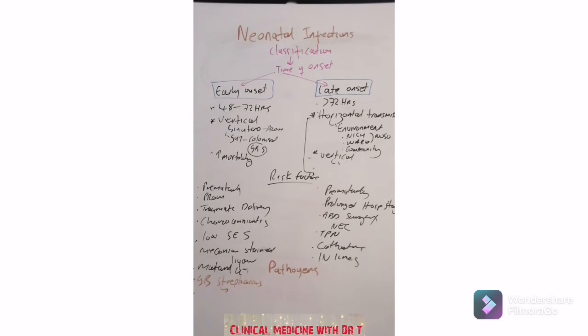is said to be a very common colonizer of the vagina and the GU tract of a pregnant woman, such that in many European countries, women are actually tested for group B streptococcus a couple of weeks before they deliver. It's very common, group B streptococcus, so they are tested.